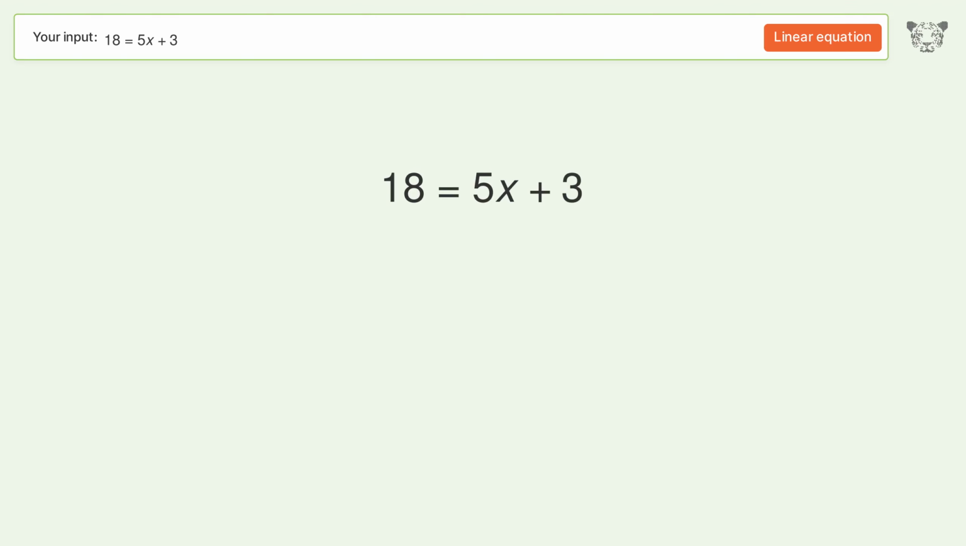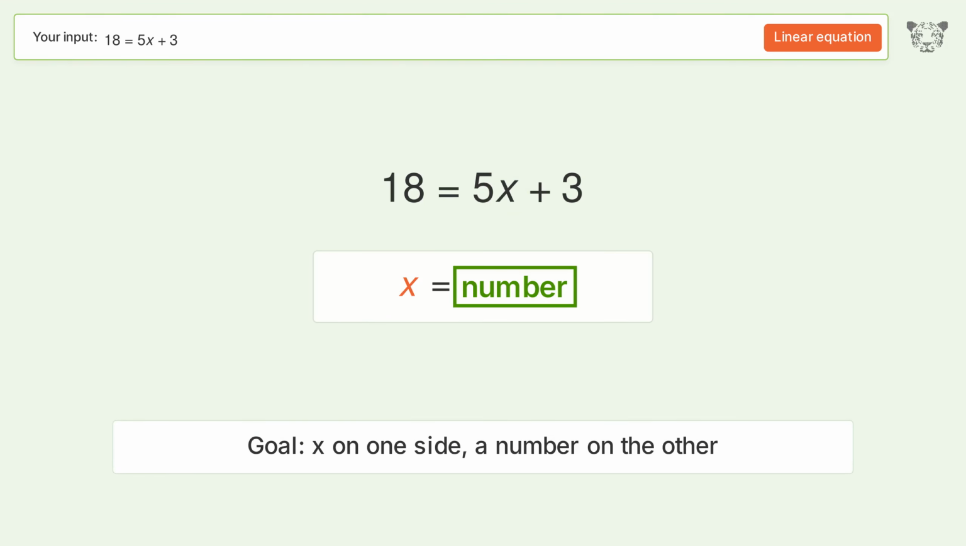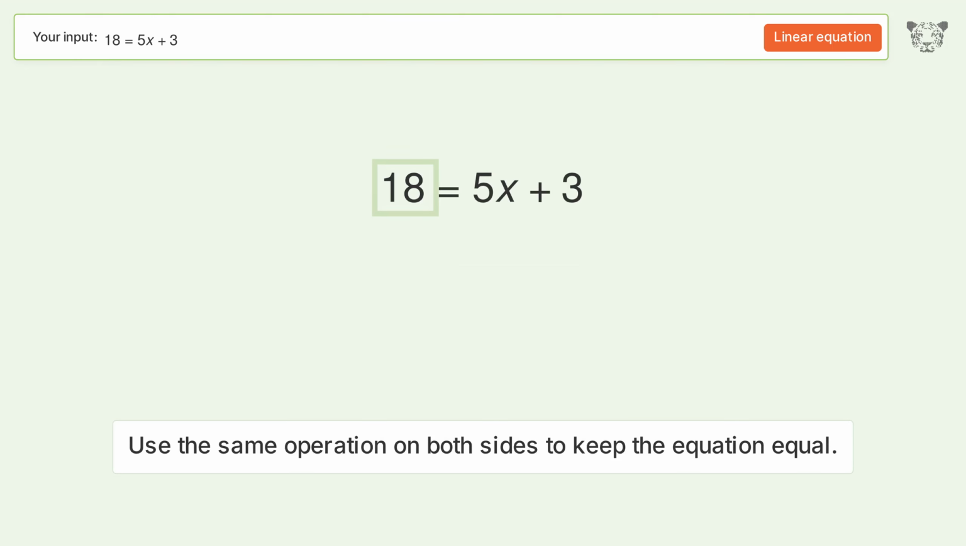Here is the linear equation we are asked to solve. 18 equals 5 times x plus 3. Solving means leaving the variable alone on one side, with a number on the other. Let's do this step by step. Use the same operation on both sides to keep the equation equal.